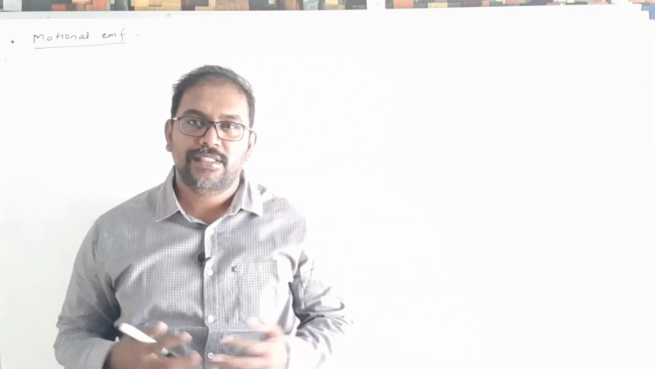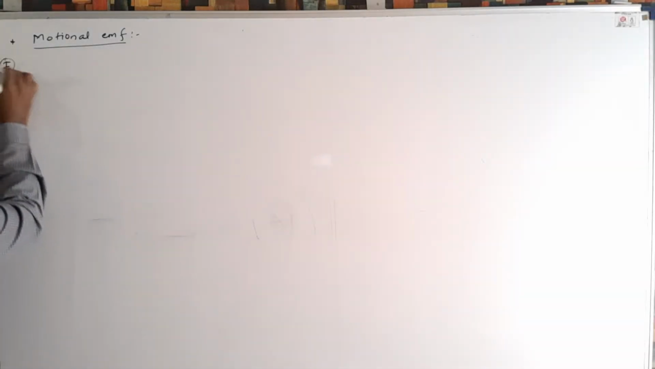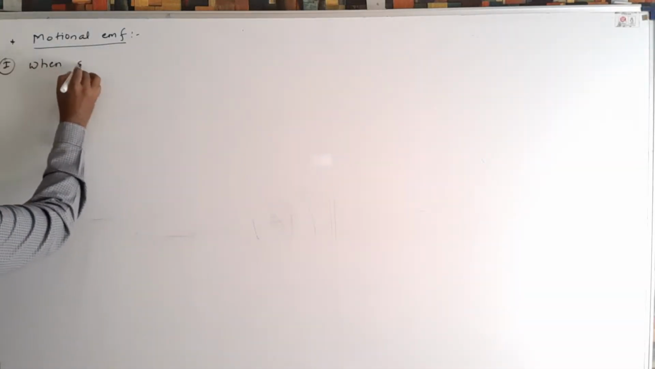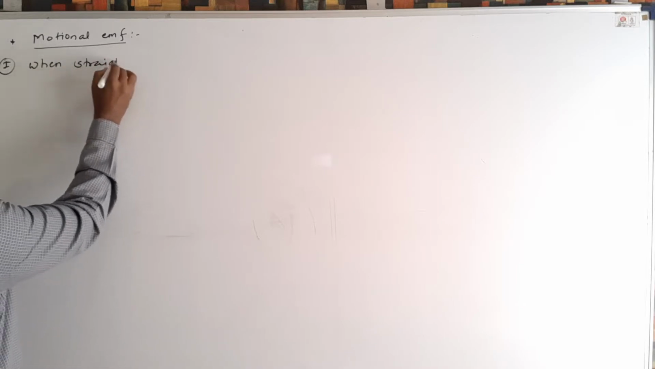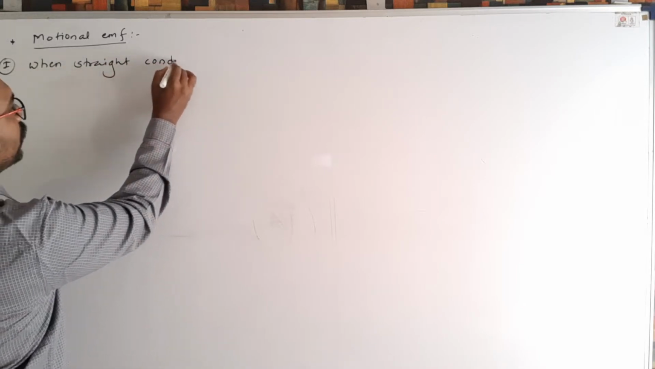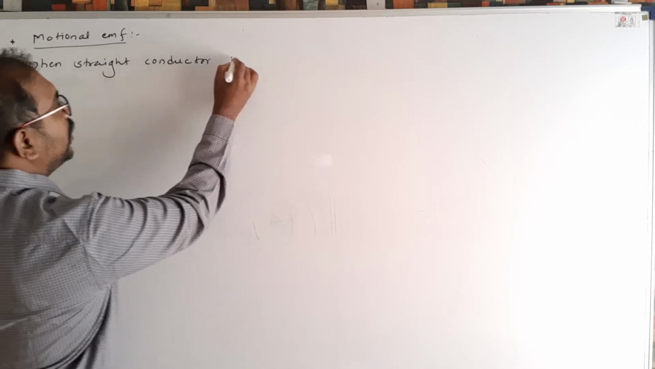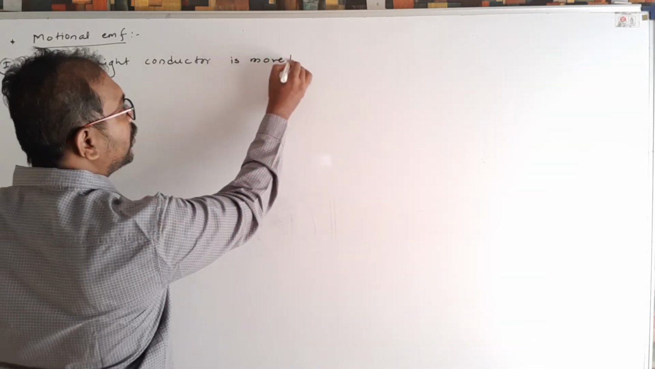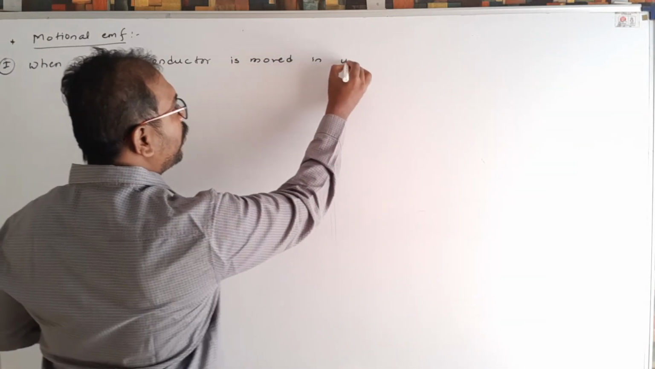Now we have to learn motional EMF. In that we have to consider 2 cases. Case number 1: when a straight conductor is moved in a uniform magnetic field.